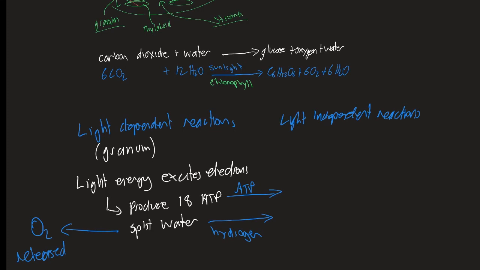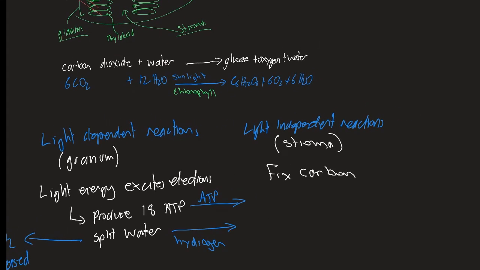Okay? And then the light-independent reactions, well, that actually occurs in that cytoplasm type stuff called the stroma. It doesn't need light. And in the light-independent reactions, we take carbon dioxide in from the atmosphere, and the whole job of it is to fix carbon. That means taking carbon out of the atmosphere and fixing it or combining it to produce organic material. So we're fixing carbon to make glucose.